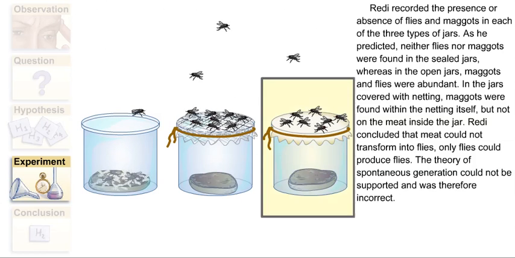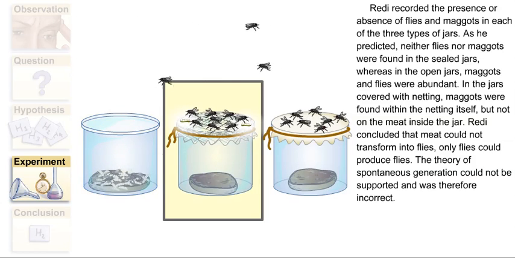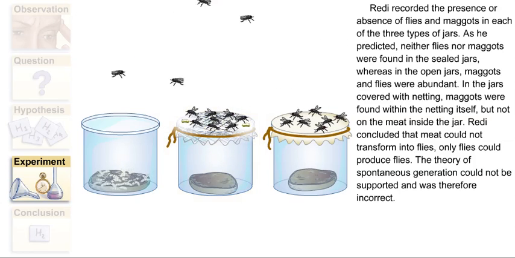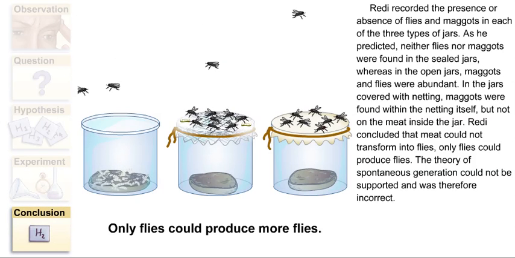As he predicted, neither flies nor maggots were found in the sealed jars, whereas in the open jars, maggots and flies were abundant. In the jars covered with netting, maggots were found within the netting itself, but not on the meat inside the jar. Redi concluded that meat could not transform into flies, only flies could produce flies. The theory of spontaneous generation could not be supported and was incorrect.